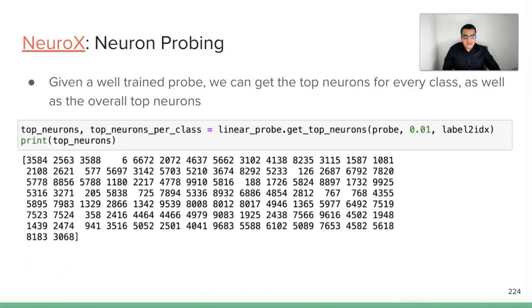Once we have looked at these scores and we are confident in our probe, we can use various methods to extract a set of neurons from our trained probe, such as top neurons, bottom neurons, or random neurons. An example is shown here for getting the top 1% neurons globally across all tags, as well as the top neurons per class. Similar function calls can be made for bottom and random neurons.